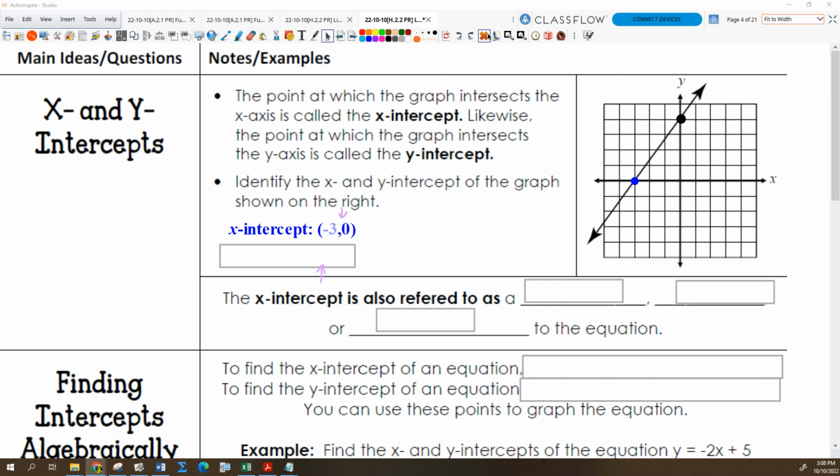0, 4. Okay. And in fact, that's going to be a trend that's going to work for any x-intercept or any y-intercept, right? Every x-intercept has what in common? 0 y-coordinate, right? Every y-intercept has what in common? 0 x-coordinate, okay? So that is important because that allows us to do something really tricky.